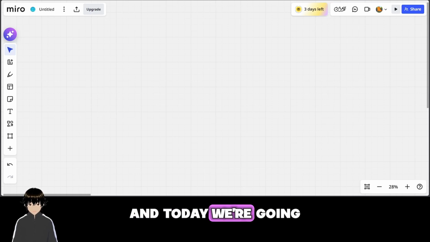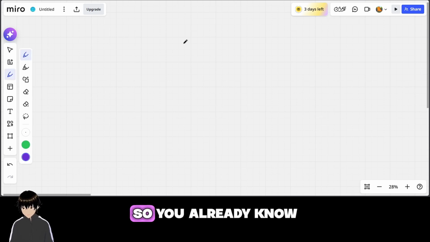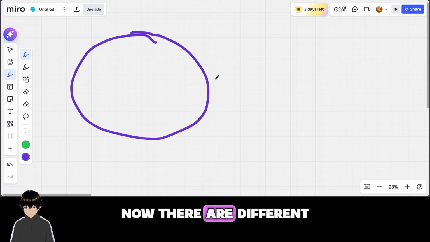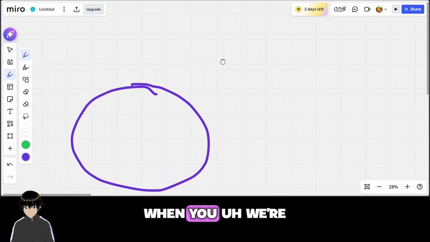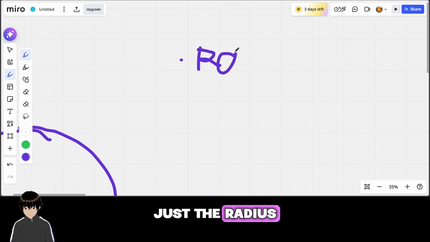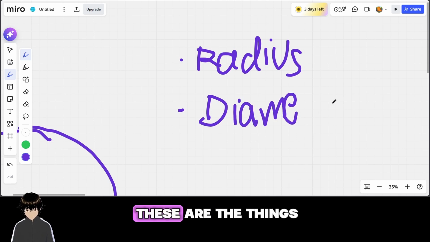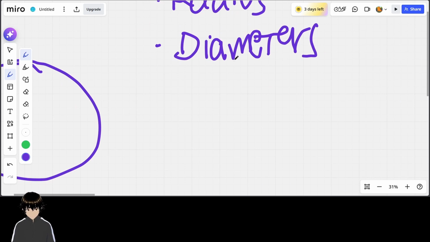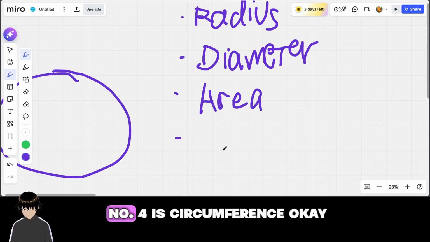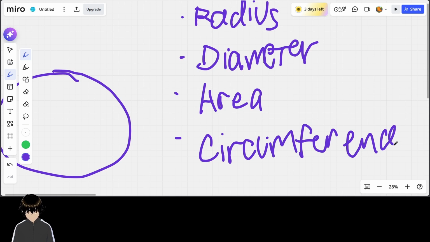Hello, everybody, and today we're going to be talking about circles. You already know what a circle is. Now there are different parts of a circle. Number one, just the radius. Number two, diameter. Number three is area. Number four is circumference.